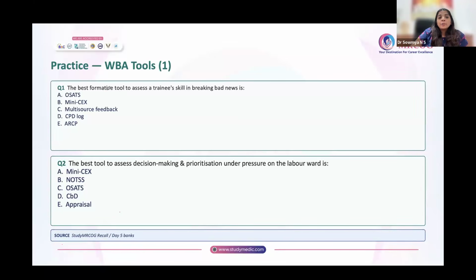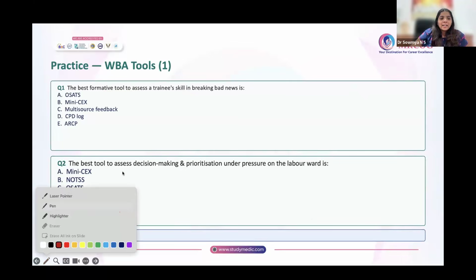The best formative tool to assess trainee skill in breaking bad news. I think Divyanka, you should be able to answer this. Breaking bad news, everybody knows it's MEDIC-MRCOG. Best tool to assess decision making prioritization under the pressure in labor ward. I'll give you a minute for you guys to read those options.